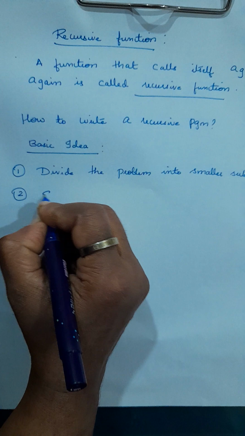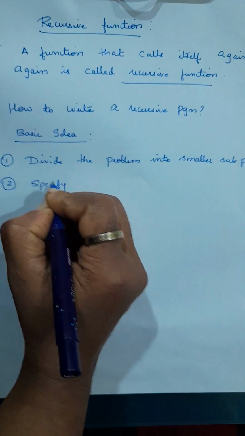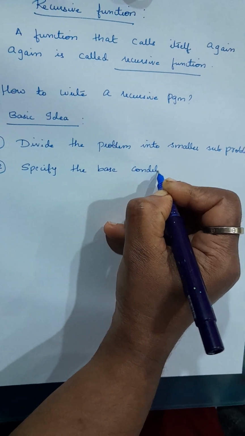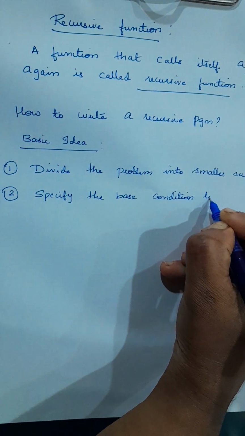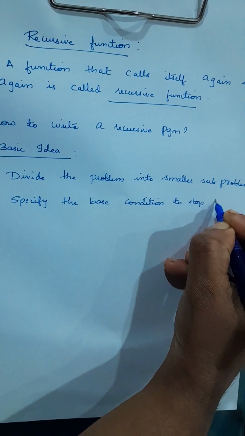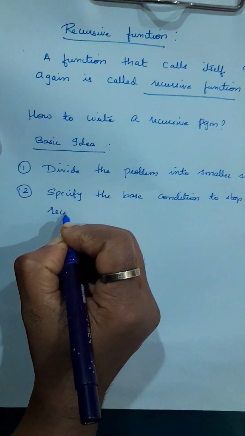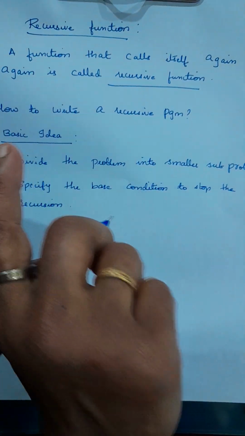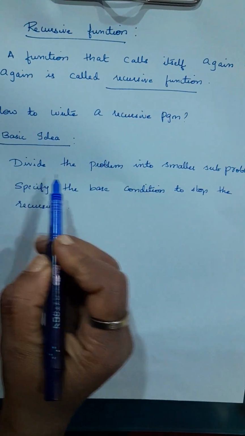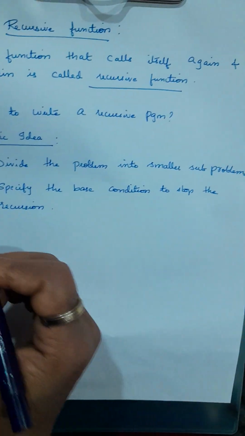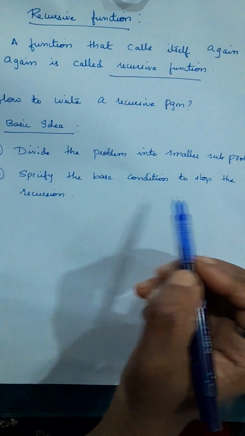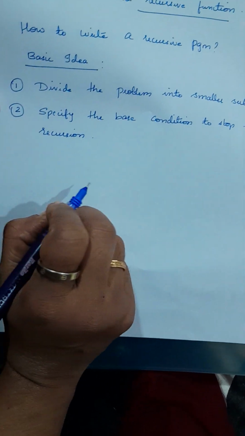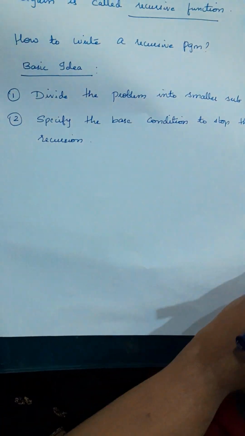Second, we have to specify the base condition in order to stop the recursion. That's it. So there are only two basic ideas. The first one is divide the problem into smaller subproblems. Second one, specify the base condition to stop recursion. Okay. Now let me first take a simple example and teach you how to write a recursive program.